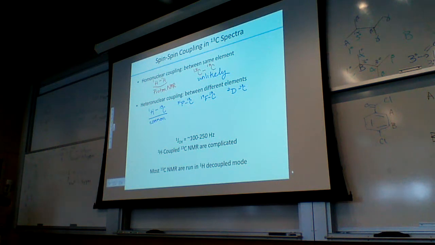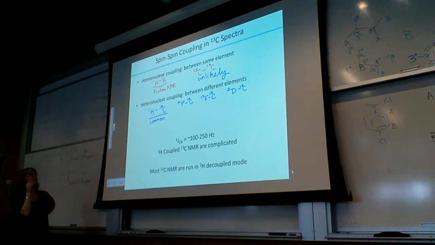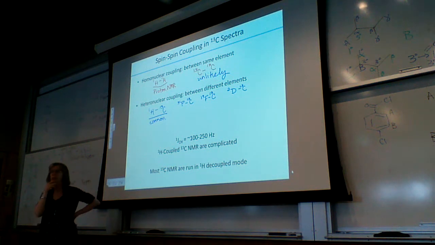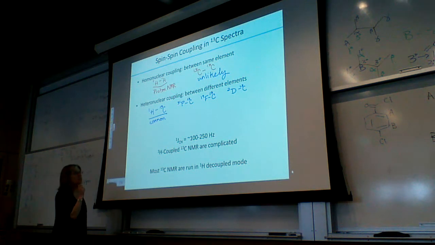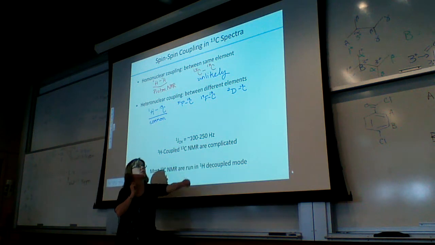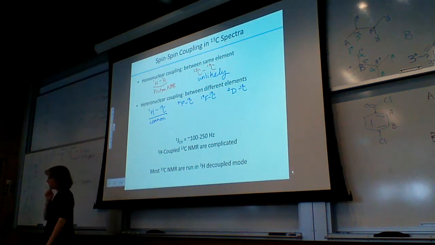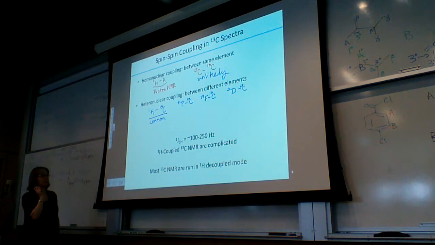We actually talked a little bit about the hydrogen-carbon-13 coupling when we were looking at proton NMR, because I showed you the little tiny peaks that show up on the outside, and that's from the carbon splitting the proton. When we're looking at carbon, that becomes more relevant, because now every single carbon-13 is likely going to have a hydrogen that can split it. And it splits them by about 100 to 250 hertz, which is a fairly large coupling constant.